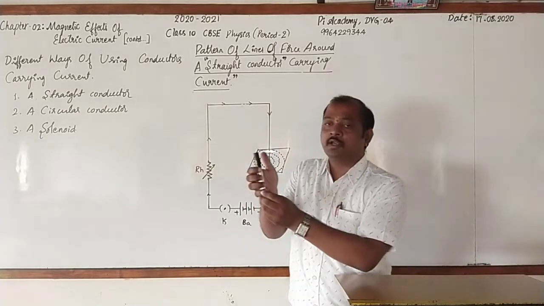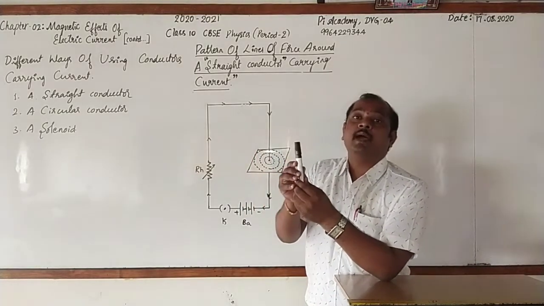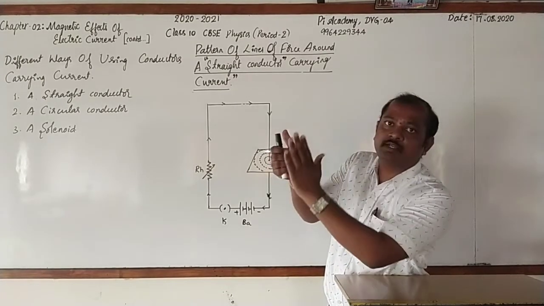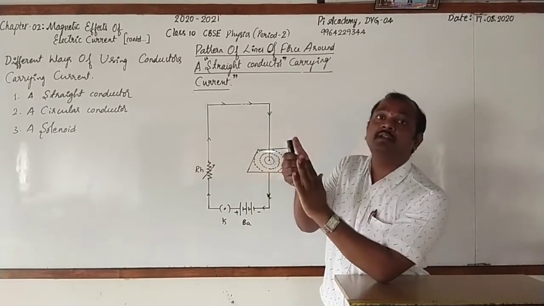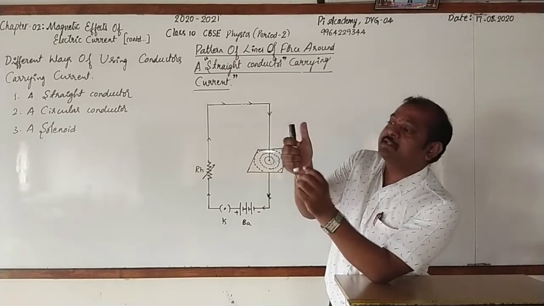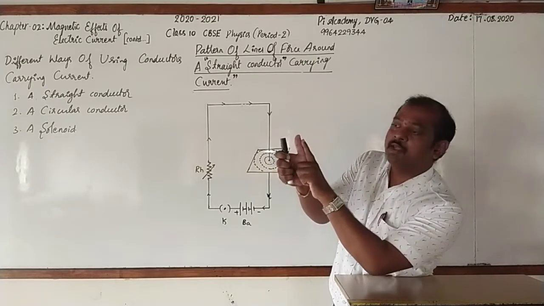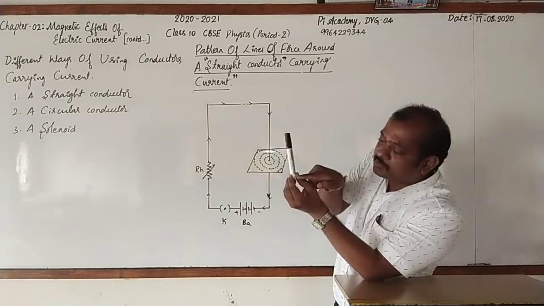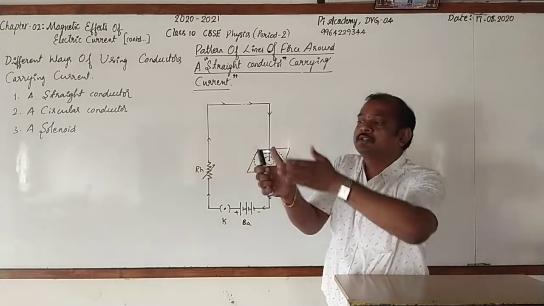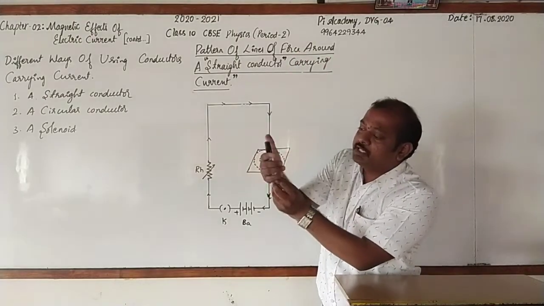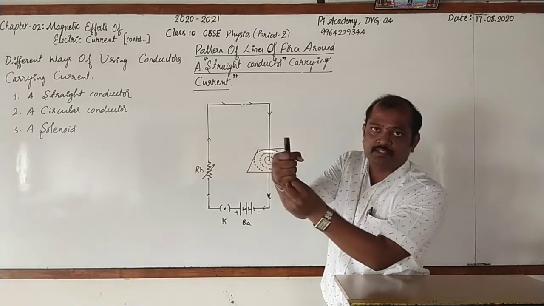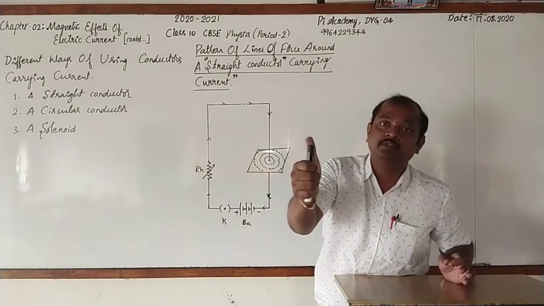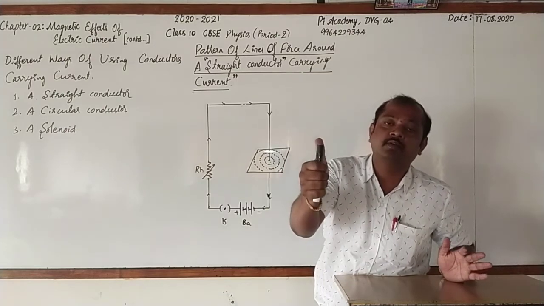Look here. According to Maxwell, imagine a man holding a straight conductor carrying current. His thumb points, see this is the thumb, and the thumb point indicates the direction of flow of current. That means current is flowing from here to here. Then these encircled fingers indicate the direction of magnetic lines of force.